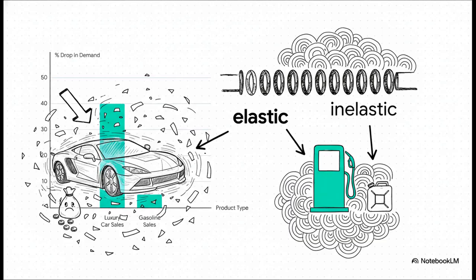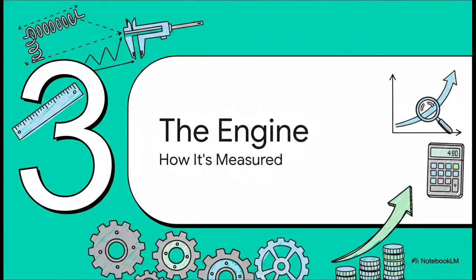Now, for a business, this data isn't just a description of what happened, it's predictive. It tells that luxury car manufacturer, be extremely careful with price increases, but it signals to the gasoline retailer that they have significant pricing power. Okay, so we've established the qualitative difference, right? We get the feel for elastic versus inelastic. But for real strategic decisions, businesses need a precise quantitative number.